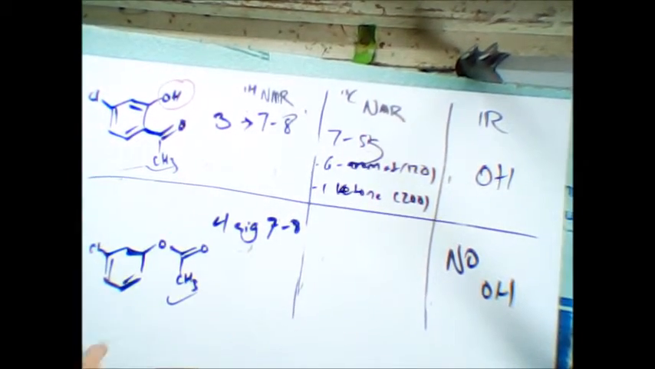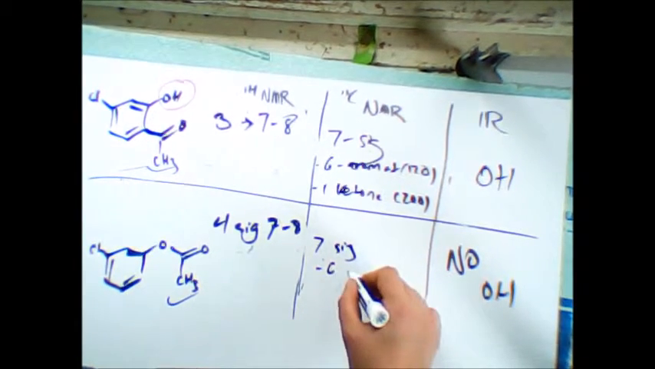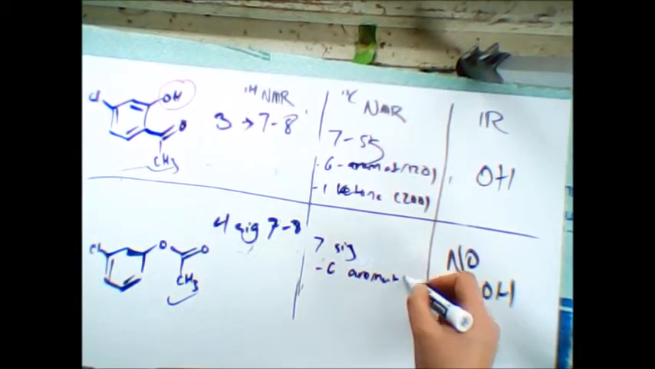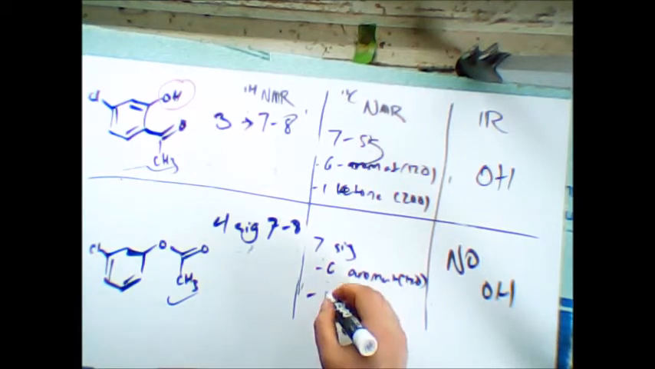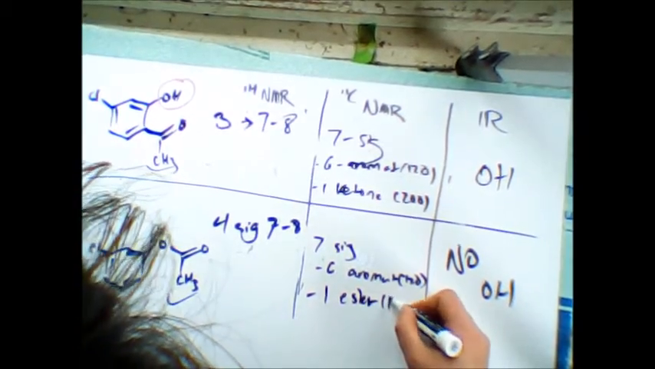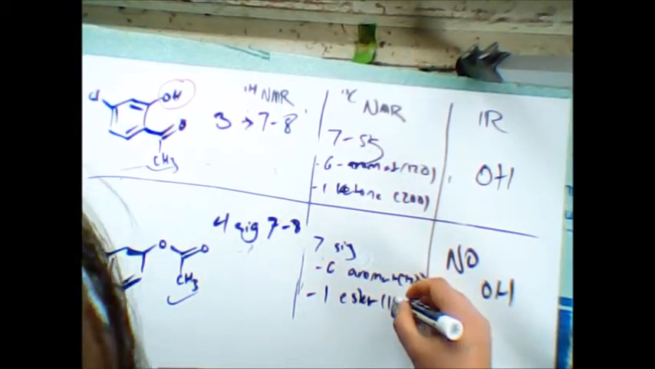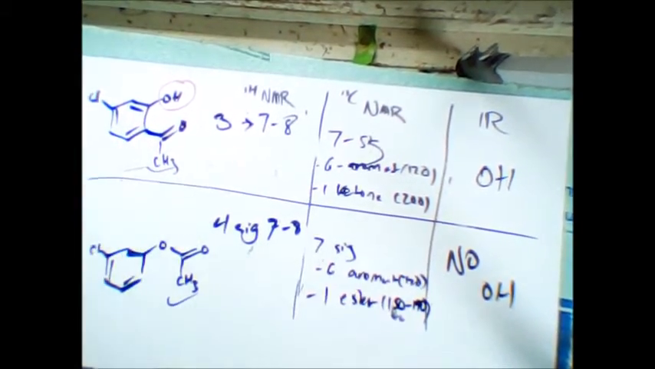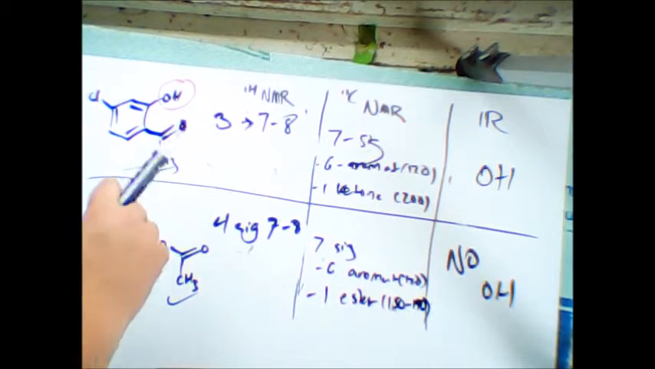This one, exactly the same thing. We still have 7 signals, and 6 of them are aromatic. And one of them, in this case, is not going to be a ketone. It's going to be an ester, which pulls it down a little bit, closer to the 170, 180 region. So, if you want, that's a difference. And I think it's 150 to 180. 190 rather.